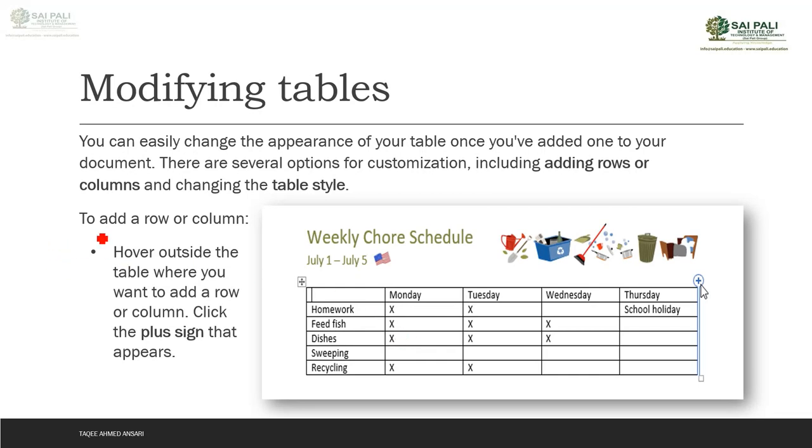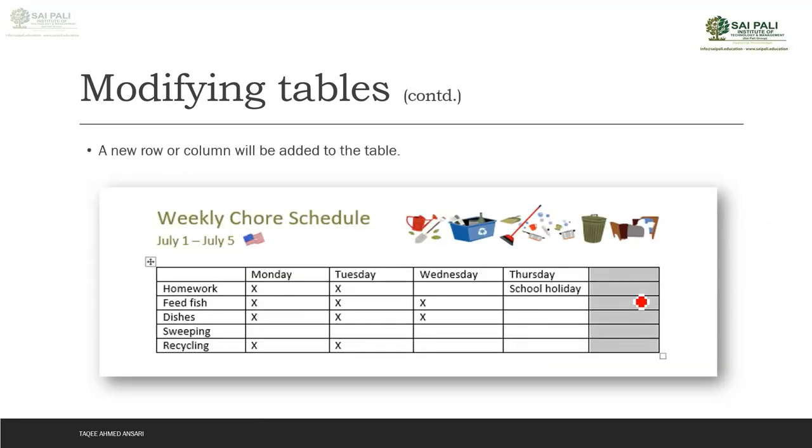So first, let's see how to add a row or column. For adding a row or column, you hover outside the table where you want to add a row or column and click the plus sign that appears, this one. When you go to the edge of the table, you will see this plus symbol. So when you click on that symbol, it will add an extra column. Now for adding an extra row, you have to go to the end of the row on this side. Then it will show you the plus symbol, and then you can add it.